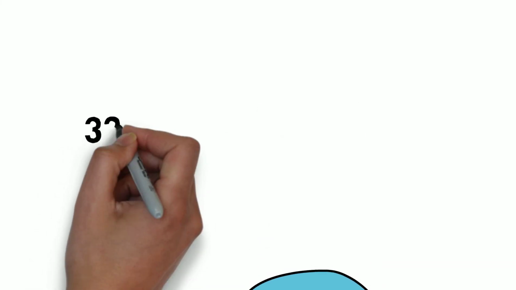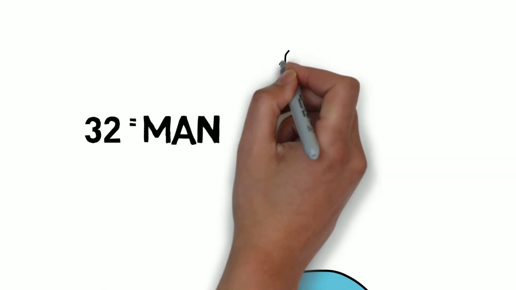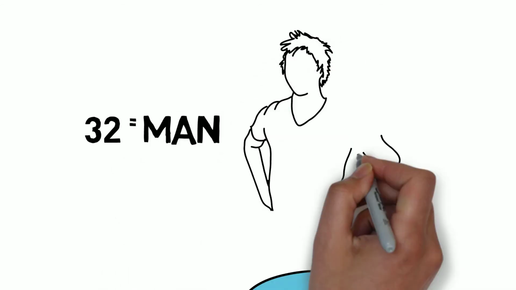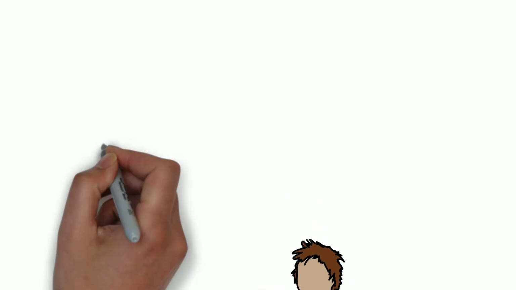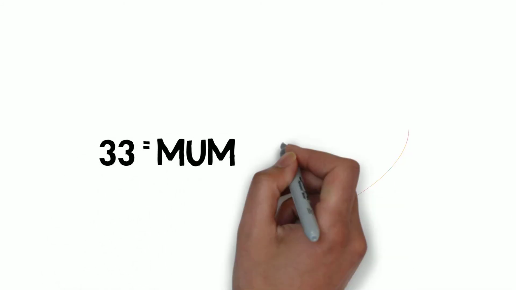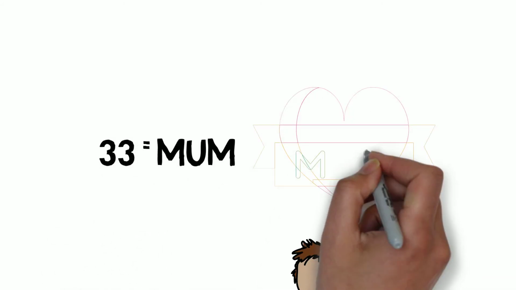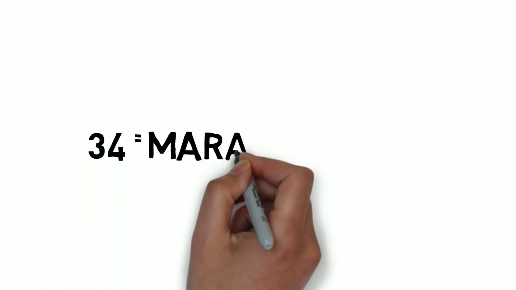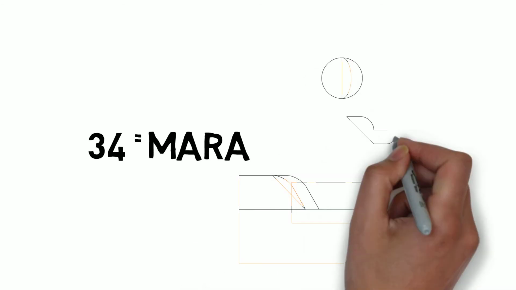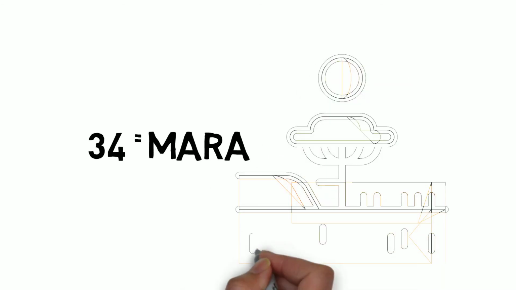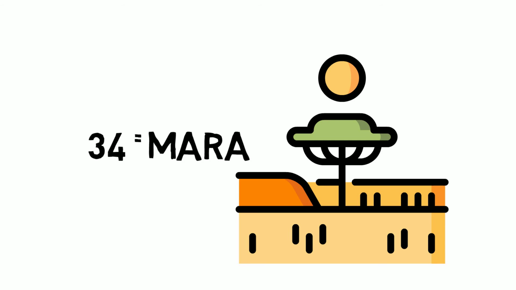Man is the peg word I use for 32. I picture a man whenever I come across the number. For 33, mom is my favorite peg word. I simply visualize my mother. With 34, I use the word mara, which is a wildlife national park in Kenya called the Masai Mara. I imagine myself gazing at the animals while I'm there.